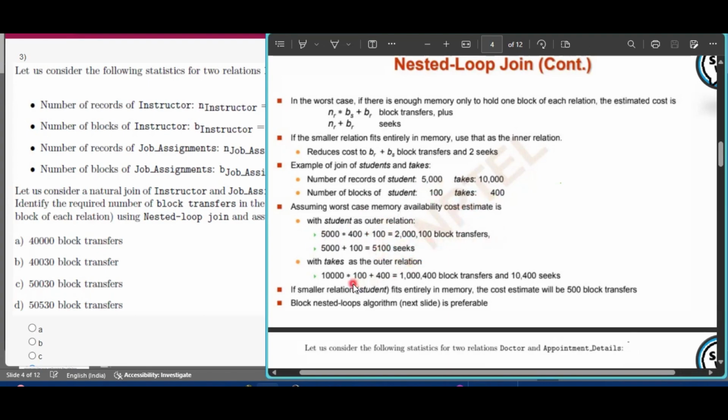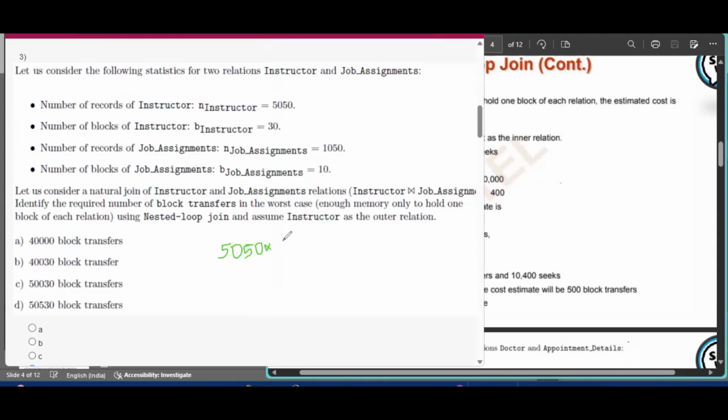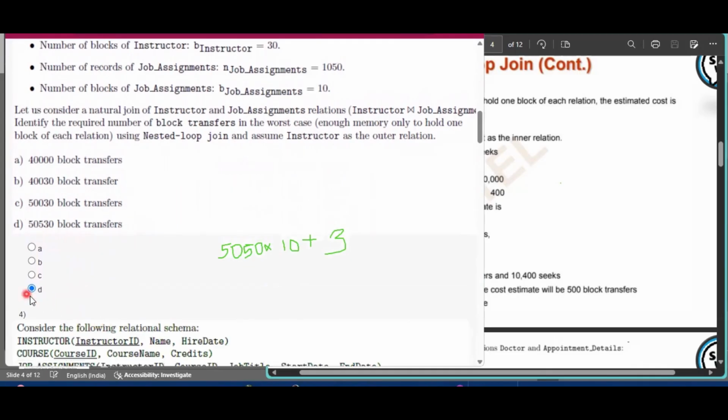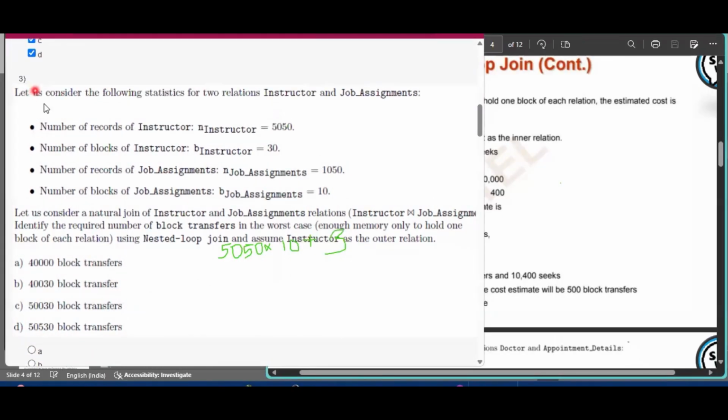And on the other hand, if we take the text as the outer relation, then we have to multiply this 10,000 with the number of blocks of student plus the number of blocks of text. So in this case, we have to multiply 5050 into 10 plus 30. Okay, so if we do that, then we will get 50530 block transfers. So the answer will be option D for question number 3.